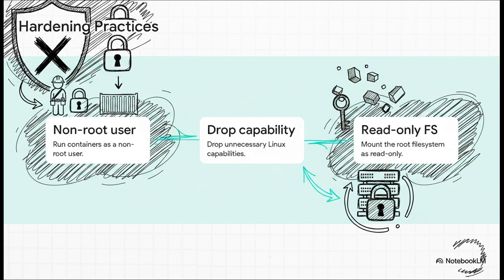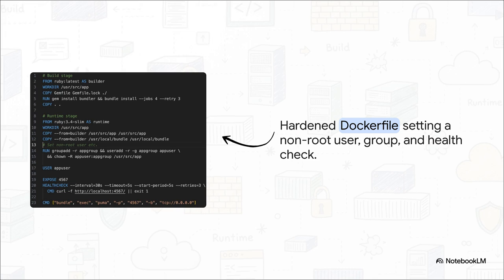Run as a non-root user, drop unnecessary Linux capabilities so processes can't escalate, and mount the root file system as read-only so nothing can be tampered with. Looking directly at how this builds in code makes it so much clearer. It's as simple as creating an app group and an app user, changing the folder ownership, and then explicitly setting the user right before executing. It is such a simple code change, but it radically improves your baseline security.